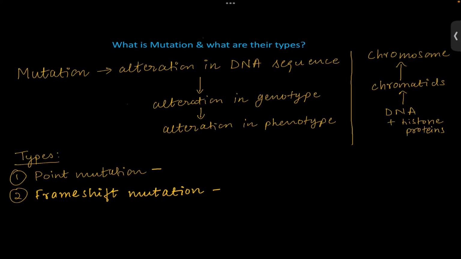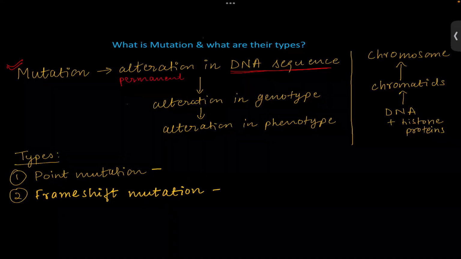First is, what do you mean by mutation? So mutation means if you are given a DNA sequence, and within that DNA sequence some change has happened, and this change is permanent. So a permanent alteration has happened within the DNA sequence, and when this phenomenon has happened, it will be called a mutation event, or a mutational event.